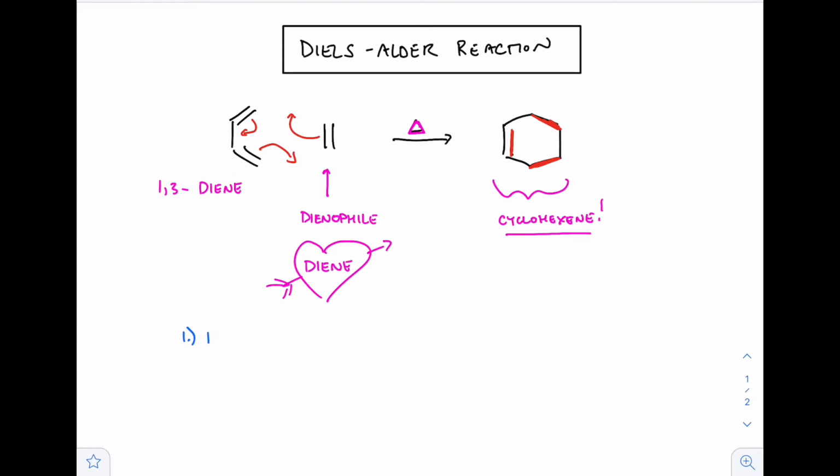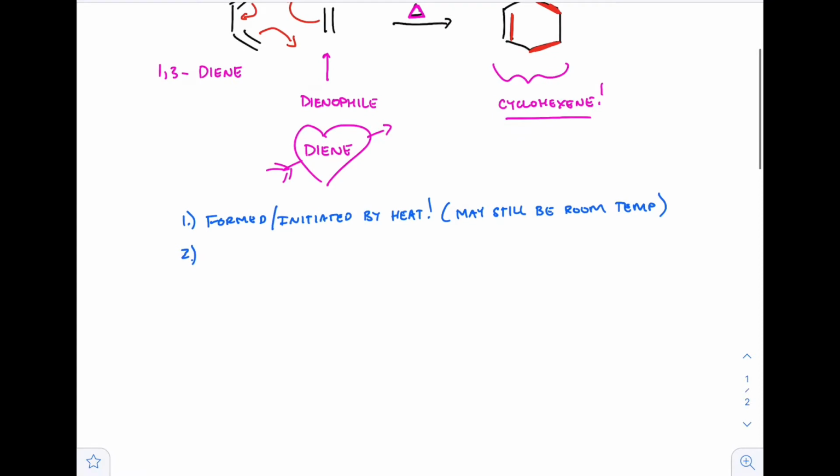So here are some key points. Number 1, it's formed or initiated by heat, and heat is kind of ambiguous. To the everyday person, boiling water is hot, right? But heat is room temperature as well. So it's all relative, and this reaction can occur at room temperature for some things.